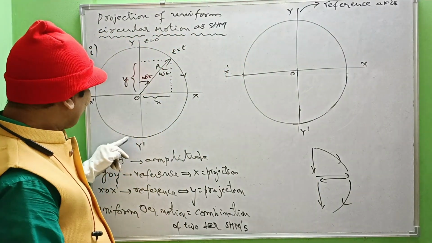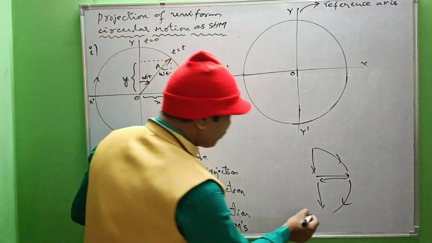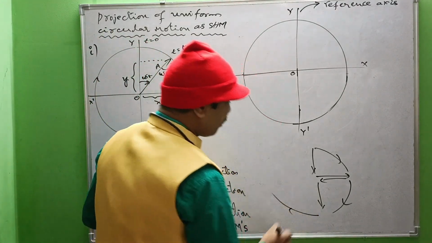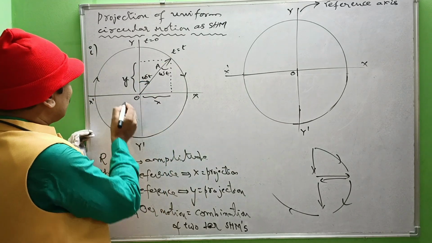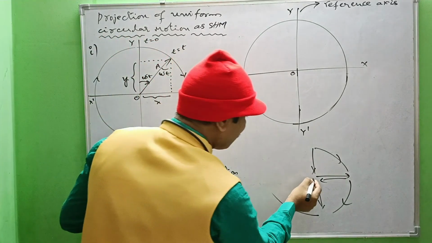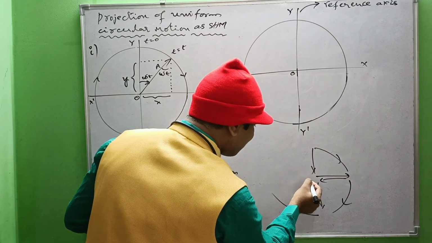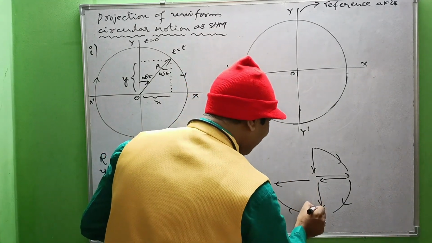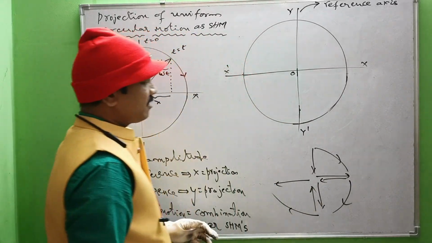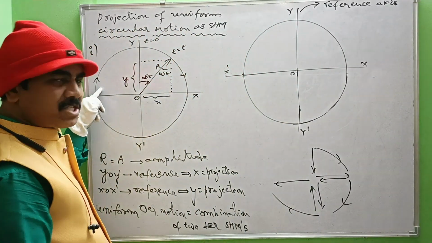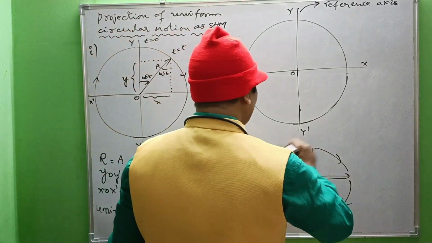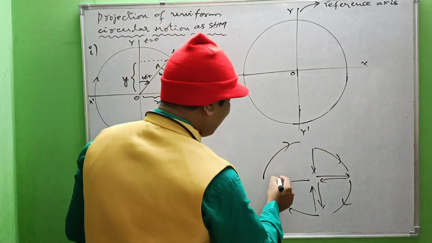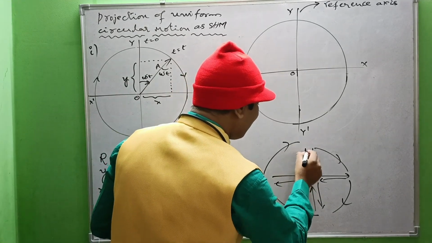During the motion of the particle in the third quadrant, what happens? In the third quadrant in clockwise sense, x increases, crossing the mean position, and at the same time, y decreases. During the motion of the particle in the second quadrant, what happens? Again, x decreases and y increases.